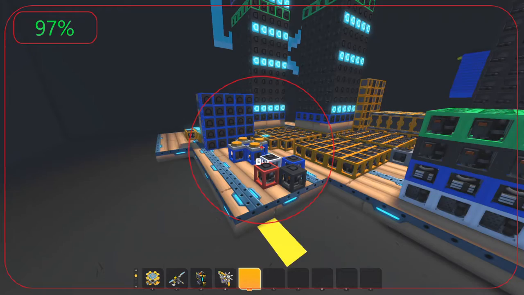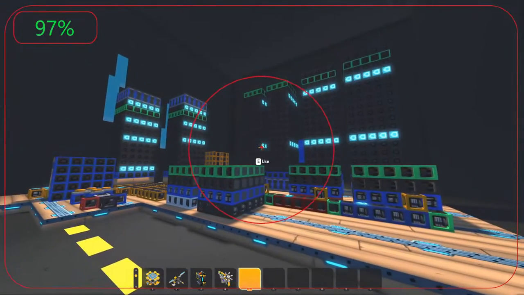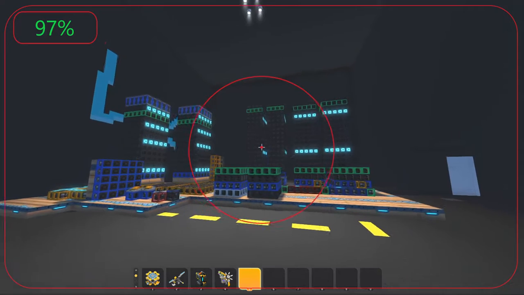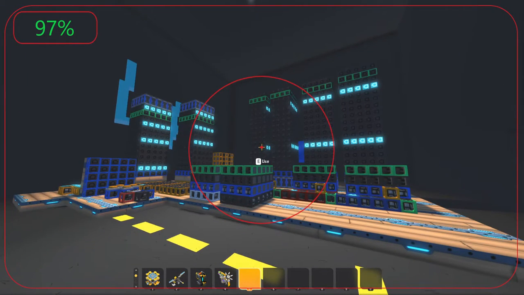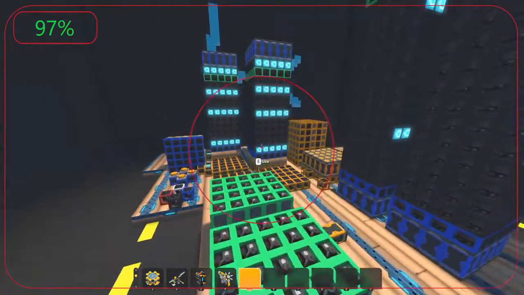Welcome to a video about the city skyline. It looks like a city skyline, well, from down below, right? This thing is very large, very, very large and complicated, but has a simple concept behind it.